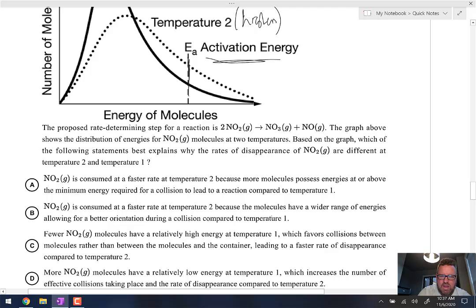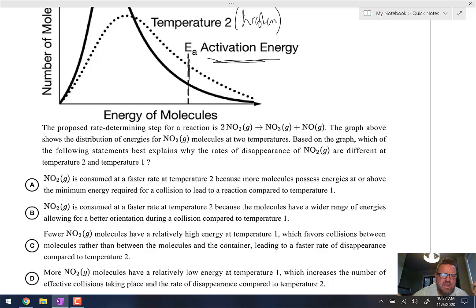Okay, in B, the molecules have a wider range. We never talked about a wider range of energies affecting the orientation. Again, think about what you've been taught. You've never been taught anything about a range of energies which affects the orientation.